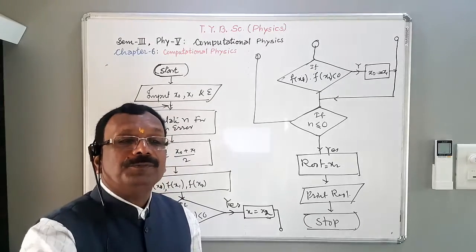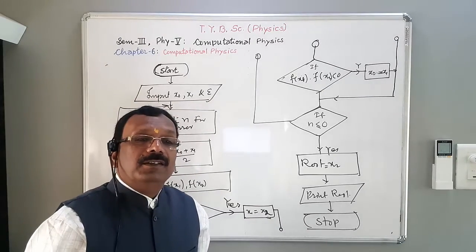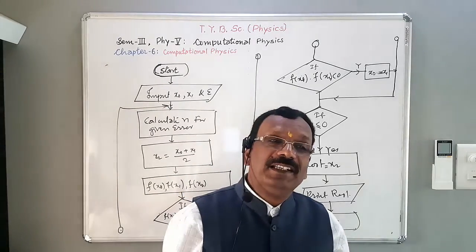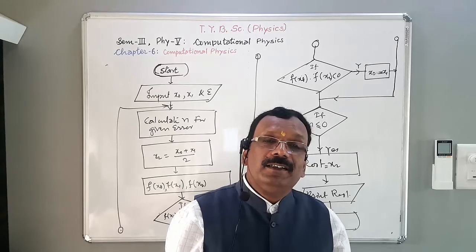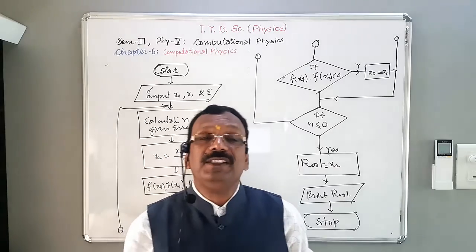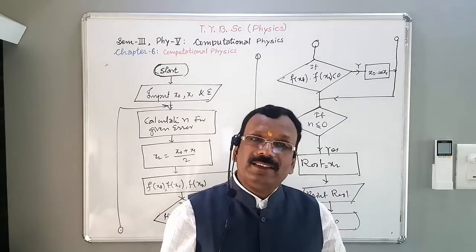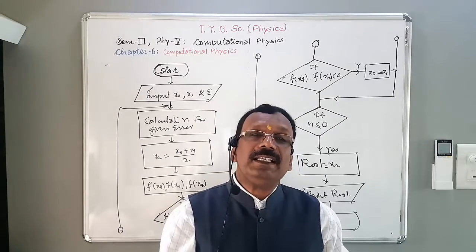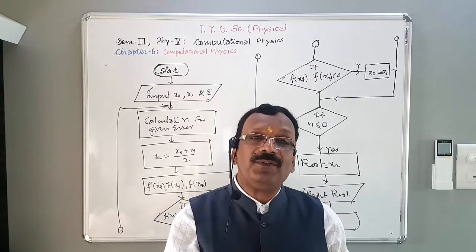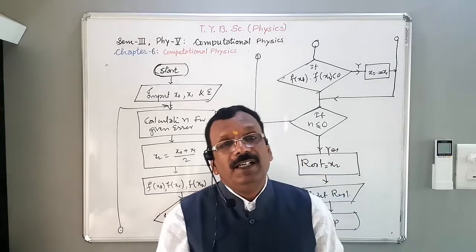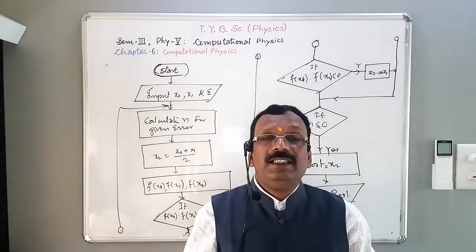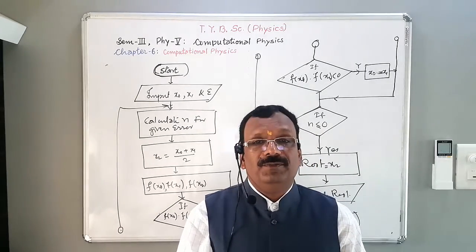Now, in the next lecture we will study examples of the bisection method, which are very important from the exam point of view. This is very easy for you because such types of examples are studied by yourself at the level of 12th standard as well as at TYBSc and SOMAIYA.